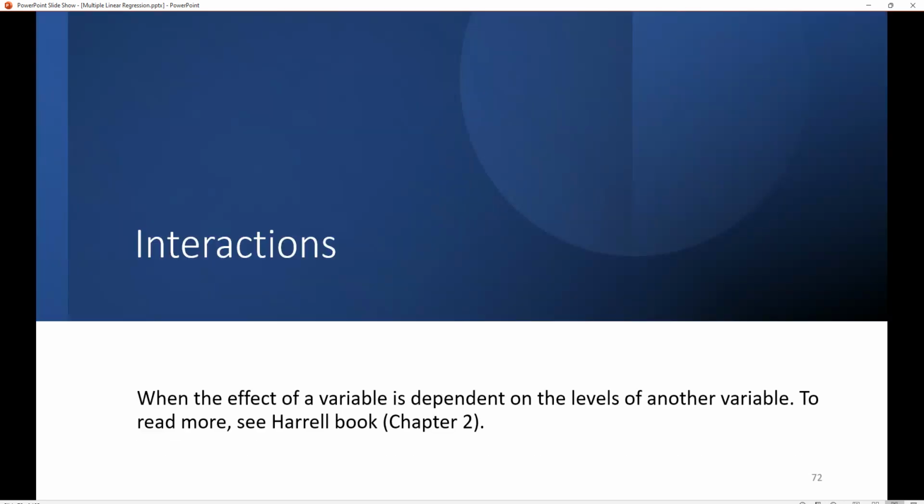So, interactions. This is when the effect of a variable is dependent on the levels of another variable. Classic interactions are age and gender. The gender effect might depend on age.